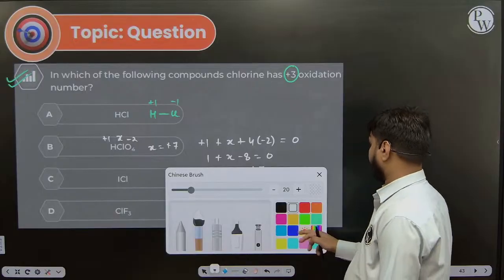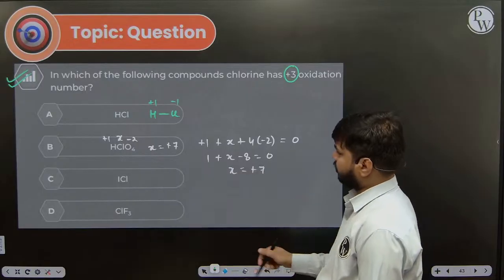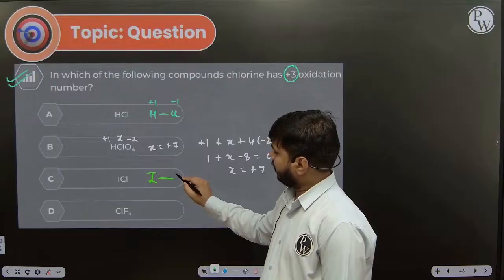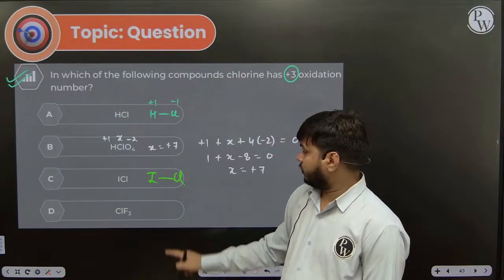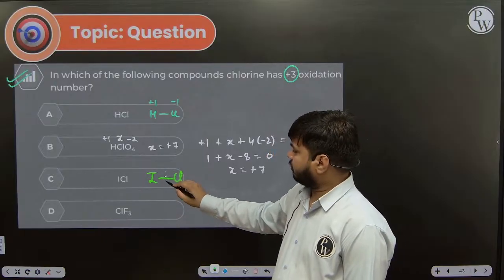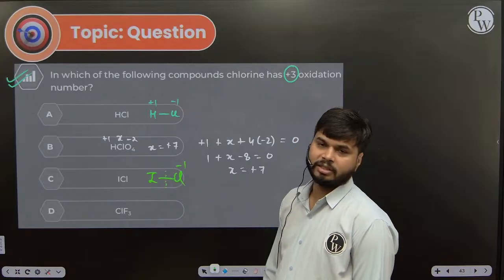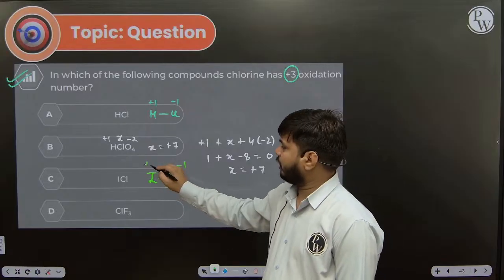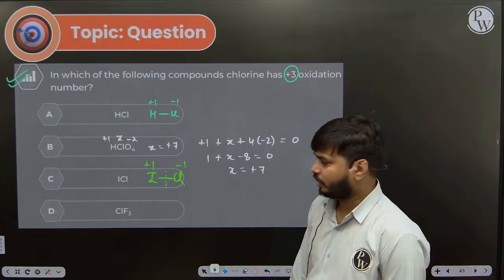Now let's talk about the next case, which is ICl. In ICl, Cl is more electronegative. That's why if you break the bond, Cl is -1. Iodine will be +1. Okay.